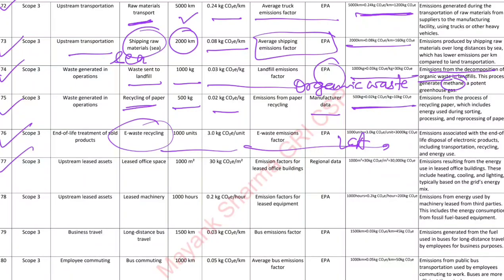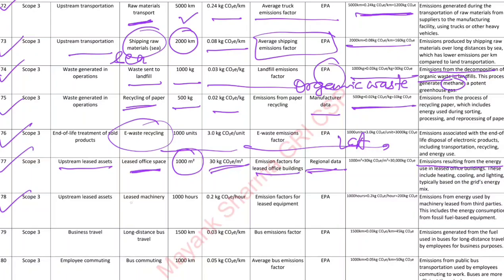77, scope 3 where we are talking about upstream leased assets, leased office space, let's say 1000 square meter area. Then this is the emission factor for leased office buildings, and again we refer the regional data for this. Basically emission is coming from energy which is being used in the office building. This includes heating, cooling, lighting, typically use the grid energy also.